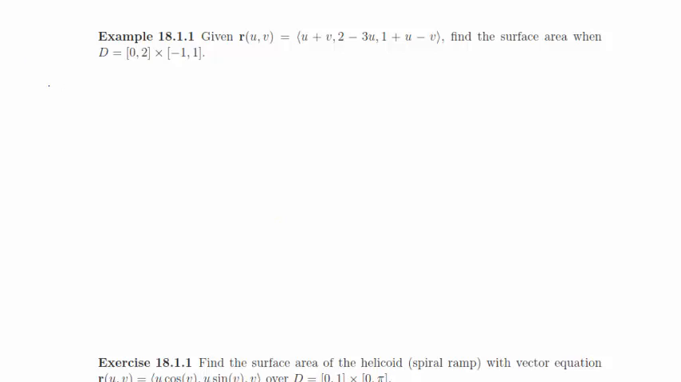Alright, so let's just remind ourselves that the formula we're looking at is that the area of the surface over our given domain is the double integral over the given domain of the magnitude of the cross product of r sub u crossed with r sub v dA. So let's look at what r sub u is. This is going to be 1, comma, negative 3, comma 1, and r sub v is going to equal 1, comma 0, comma negative 1. So let's take the cross product here.